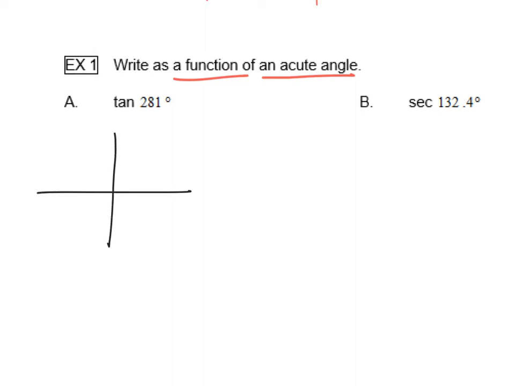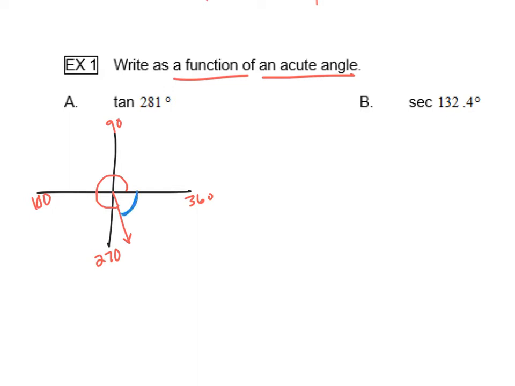So tangent of 281 degrees, that's positive. So I know I've got 90, 180, here's 270, here's 360. So I am going past 270. And then to get from 270 to 281 is just 11 more degrees, so just a little bit into this quadrant. Alright, so what we need is the reference angle.